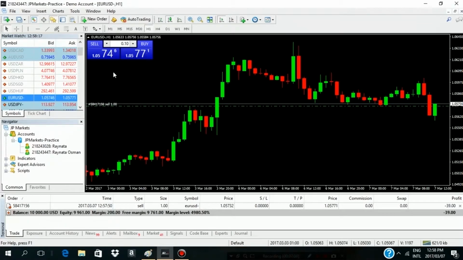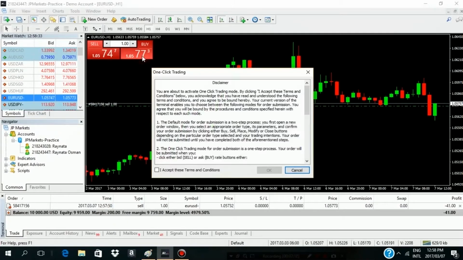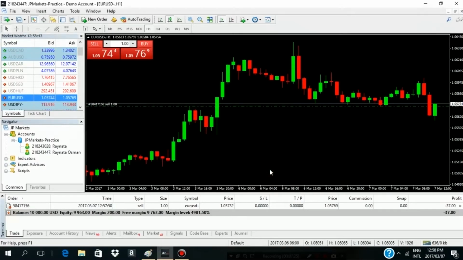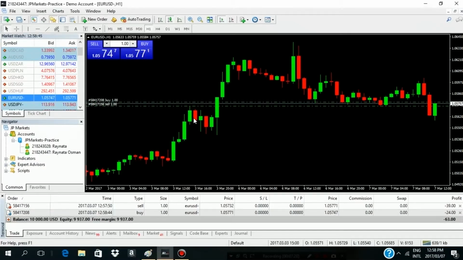The other way in which you can trade is you can right click and select one-click trading. Now one-click trading also allows you to instantly enter the market by clicking buy or sell. And then in the center over here, this is also where you can change your lot size. Now we sold using new order, so we are going to buy using one-click trading. Now the first time you click buy or sell, it's going to give you this pop-up. Just say I accept and click OK. So let's buy. We are automatically entered into our buy trade.